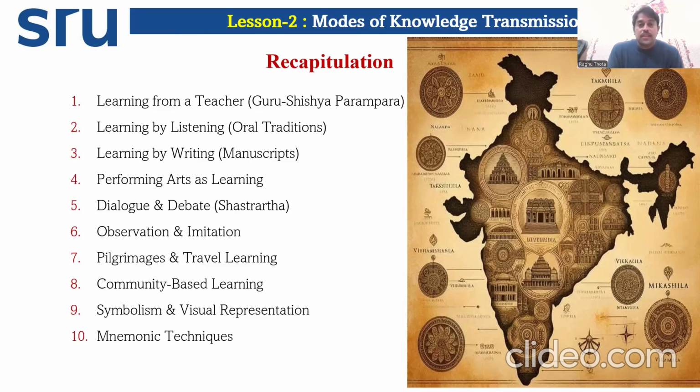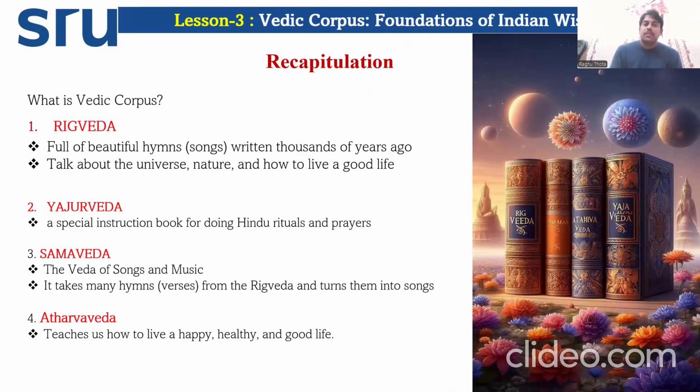This is in brief about lesson number 2, the modes of knowledge transmission in ancient India. The third one, Vedic corpus, the foundations of Indian wisdom. What is the Vedic corpus? The knowledge and wisdom of ancient times was written in the form of 4 volumes or books. That is called the Vedic corpus. It includes 4 Vedas. What are the 4 Vedas? Rig Veda, Yajurveda, Samaveda, Atharva Veda.